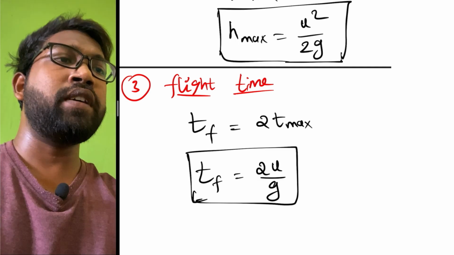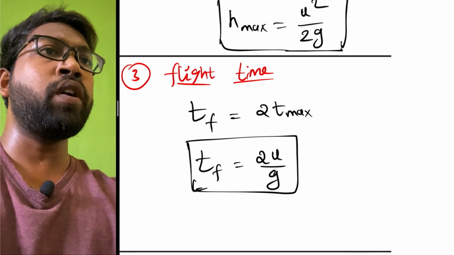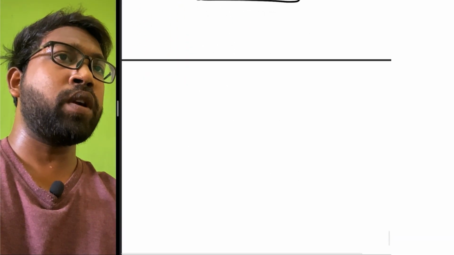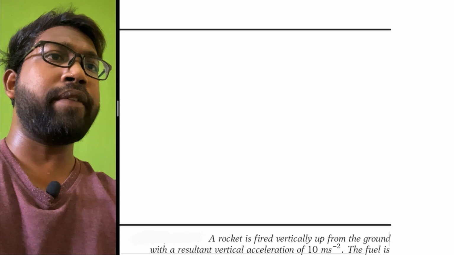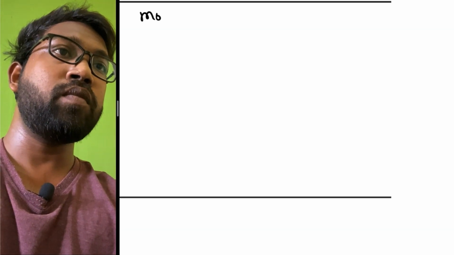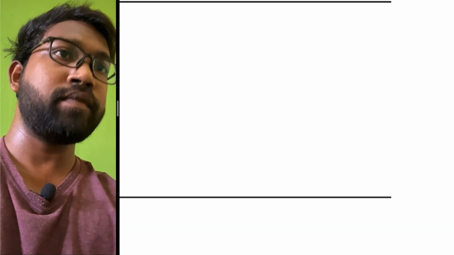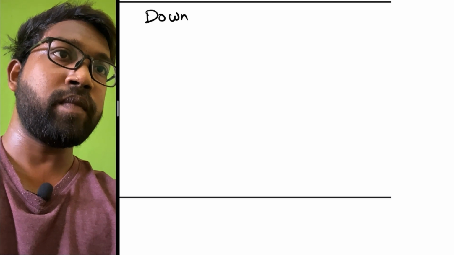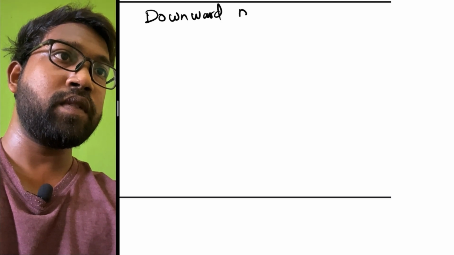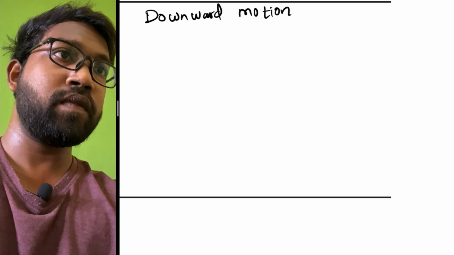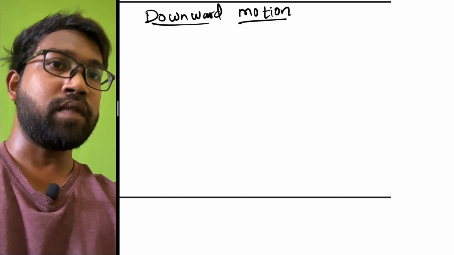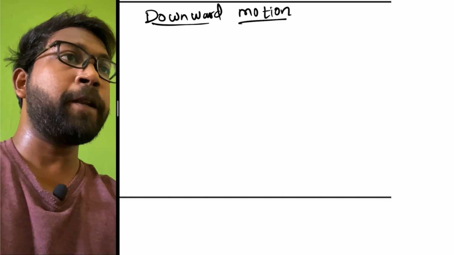So this is upward motion. Okay, so let me solve another one. So motion towards gravity. The second thing, downward motion. So the next thing is downward motion.